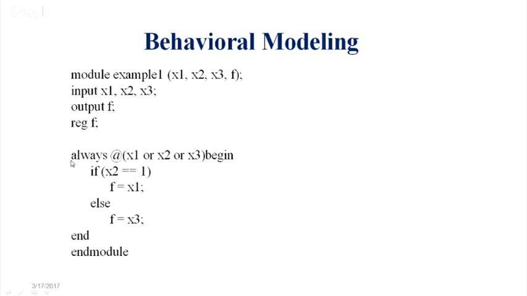This is your next notation, that is always at the rate: always at the rate x1 or x2 or x3. That means whenever there is a change in x1, x2 or x3, this block will work. In C, we use the parenthesis, start and end, but in Verilog, we use the begin and end keywords.